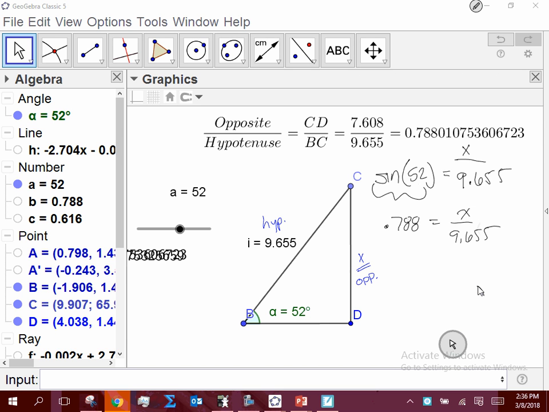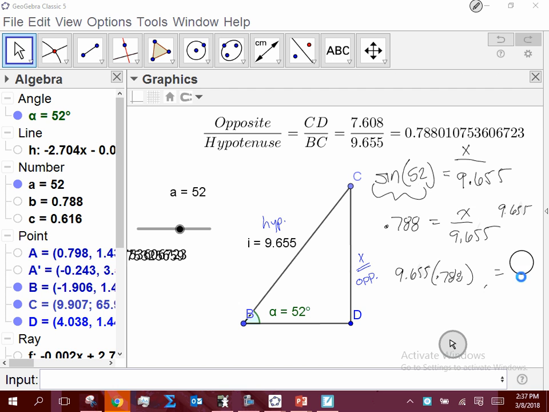Kind of like if x over 4 equals 1/2, don't I multiply both sides by 4 to get my 2? So what would I multiply both sides here by to get x? Yeah, I'm going to multiply by that denominator. So I multiply by 9.655, and 9.655 times 0.788 should equal x.